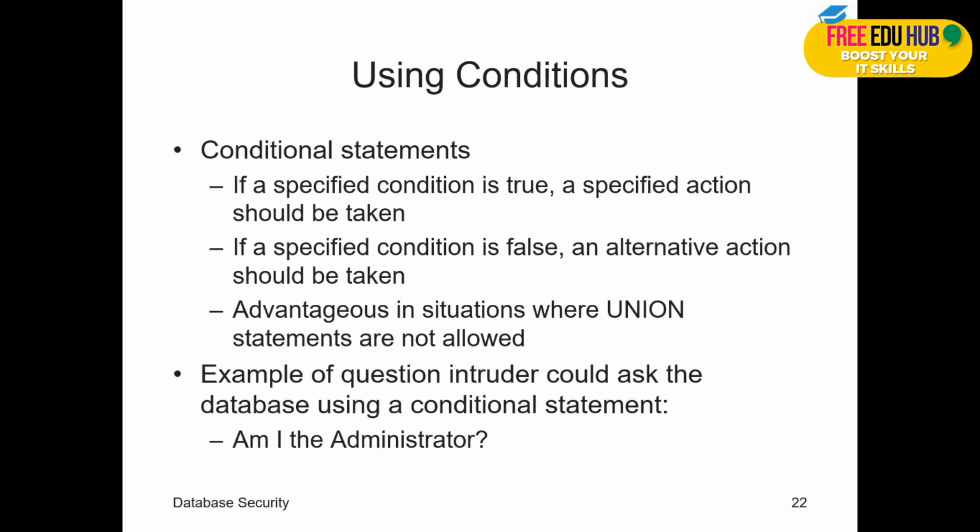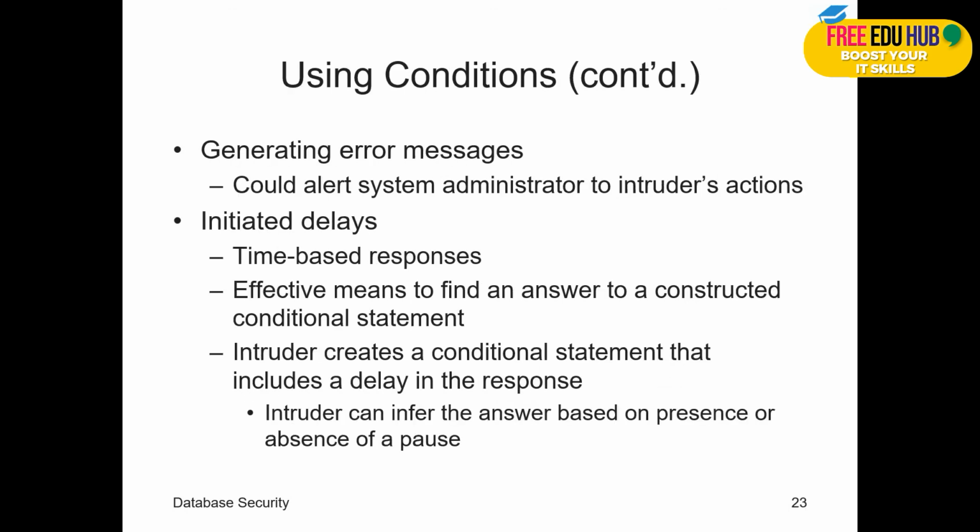If a specified condition is false, an alternative action should be taken, which is advantageous in situations where union statements are not allowed. An example of a question from an intruder is, am I the administrator? So it would be checking by gathering the error messages, which could alert the system administrator that intruder action is taking place on the database. Someone is constantly trying on the system.